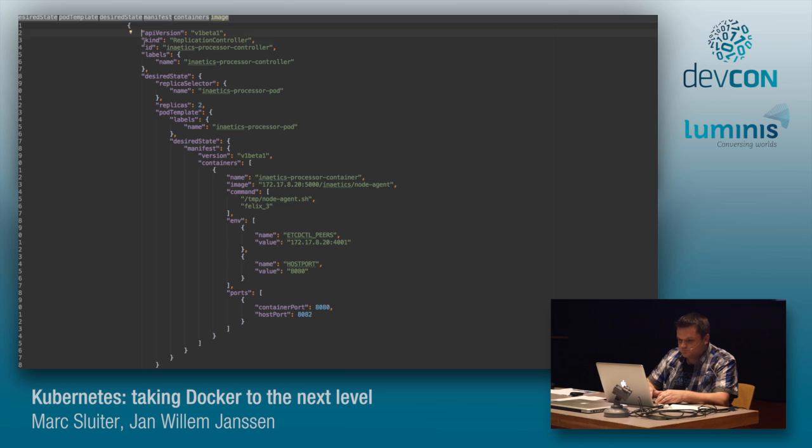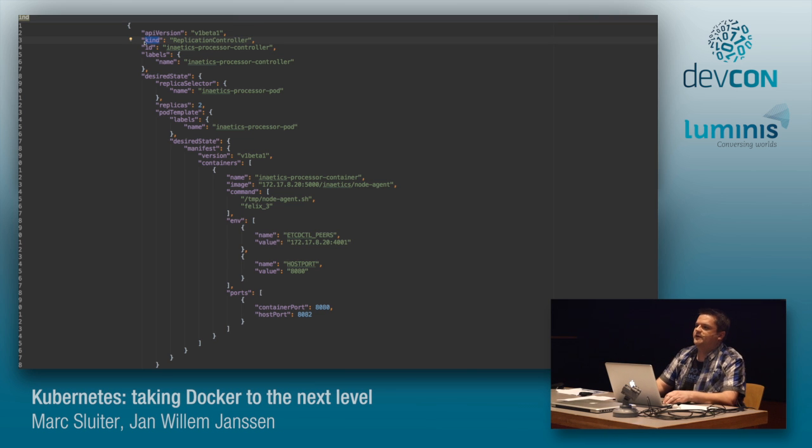In Kubernetes, you can define everything in JSON or in YAML files. We choose the JSON. Here it starts with a replication controller. This replication, for each component, you can assign some labels. In this case, we have one label called name with the value analytics processor controller. And this replication controller has a so-called desired state. This desired state is always compared by Kubernetes with the actual state of the running components. And if something is not the same, it will try to make it the same.